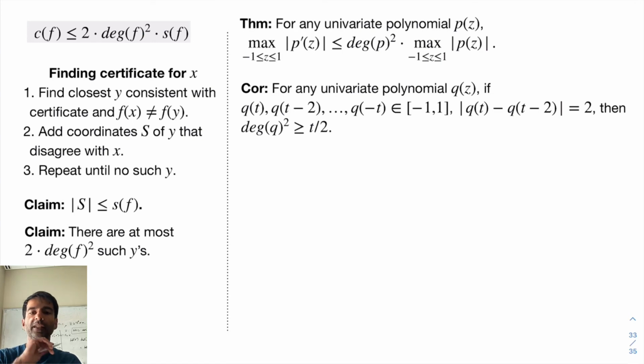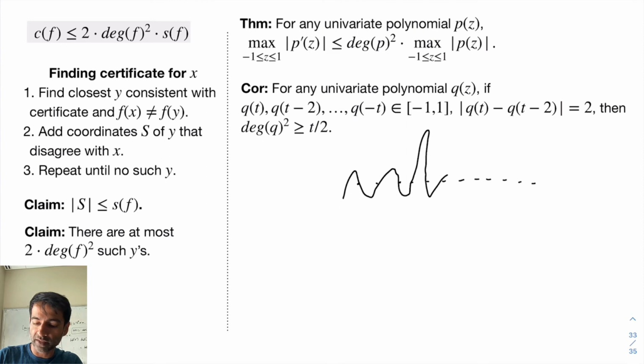So this is a statement about univariate polynomials. Intuitively, what's going on here is that this is going to be an easy consequence of Markov's theorem. We'll see how to do it in a second. But the idea is that if you have a bunch of points like this, spaced out, and you have a polynomial q that's bounded, at least in these points, and maybe in between it goes far away, you want to say that such a polynomial also must have large degree.